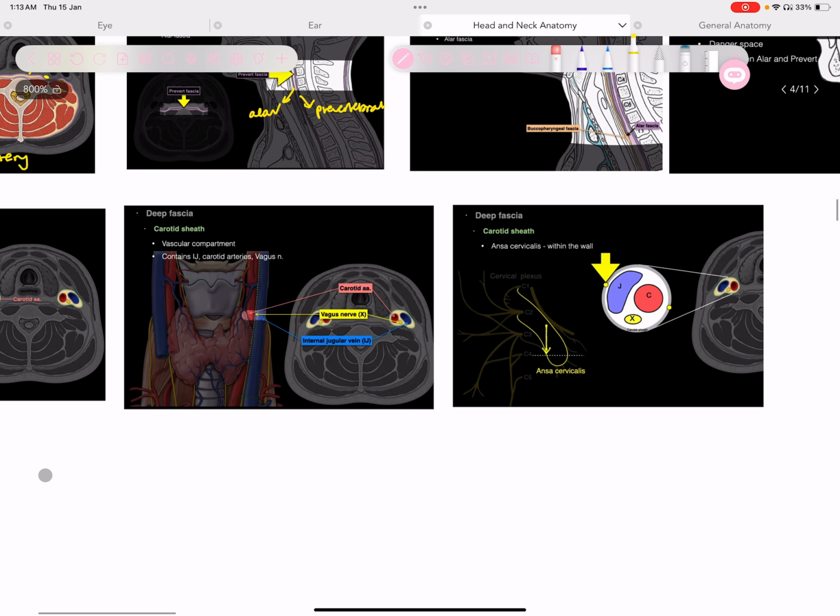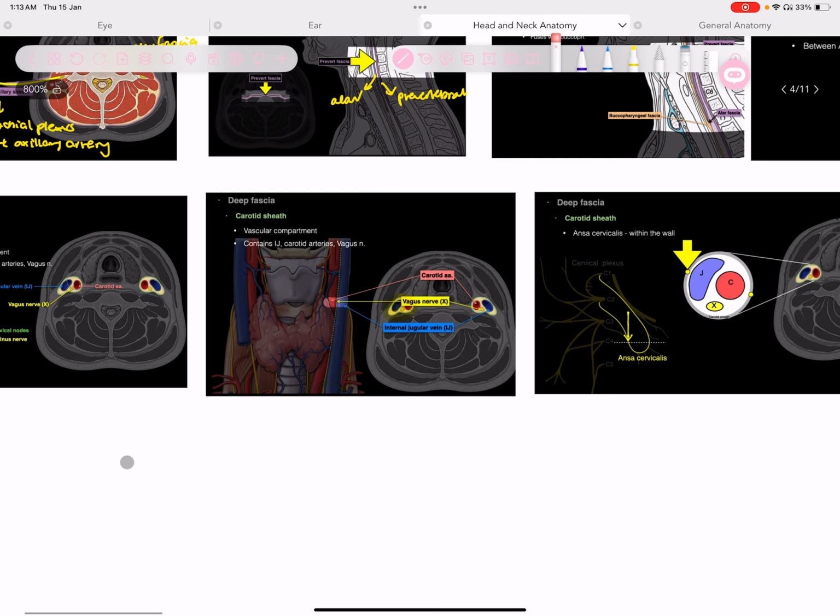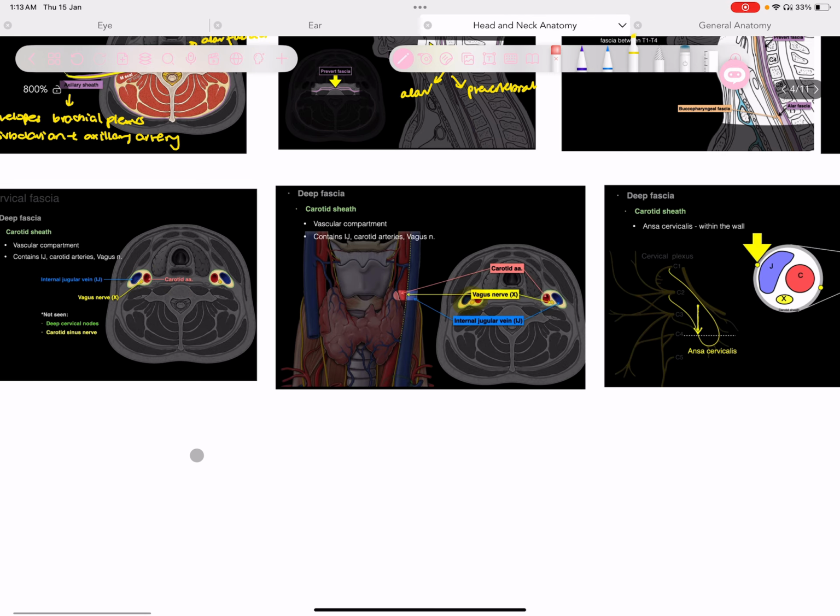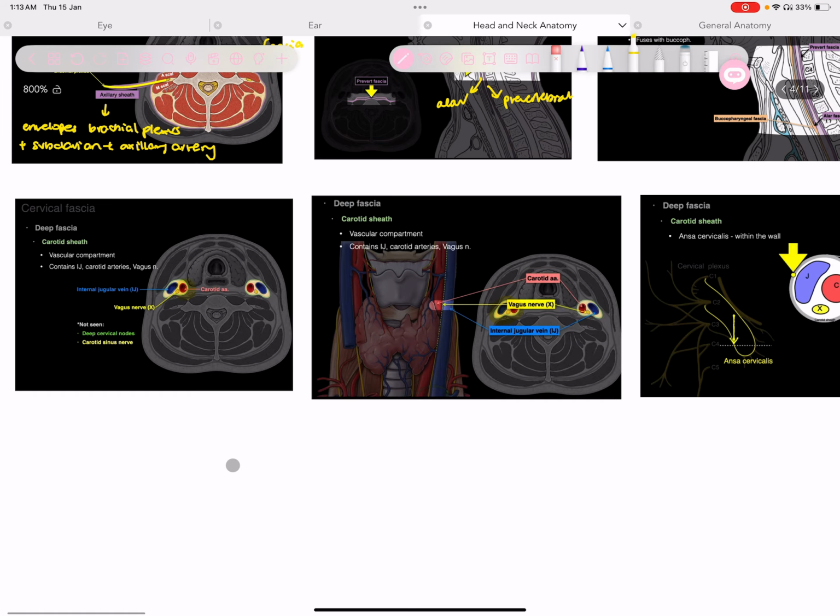So if you look at this, this is the carotid sheath. The carotid sheath has the carotid artery. Some people say it's the internal carotid artery, and even the book says it's the internal carotid artery. Then you have the internal jugular vein, which is lateral. The carotid artery is medial, and right in the middle is the vagus nerve going vertically downwards. So that's the vagus nerve, right? So this is your carotid sheath.